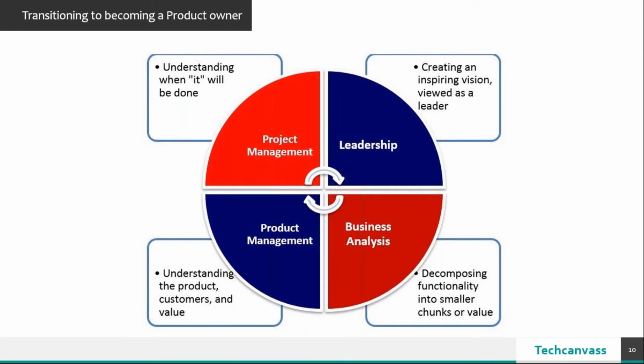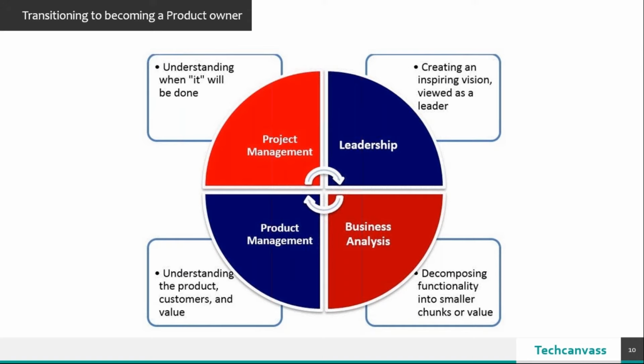Now, the next bit here is transitioning to becoming a product owner. Basically, there are four major chunks that we would see, like how do you transition yourself. So a product owner is touching upon these four major components of the system.